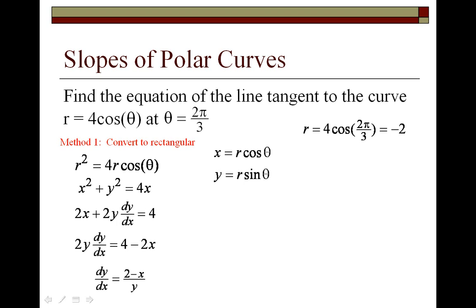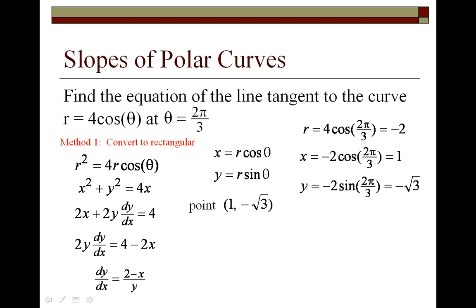But I've got to find my point in terms of x and y. So we're going to plug in negative 2 for r, and 2 pi over 3 for theta. So I get negative 2 cosine of 2 pi over 3. Again, cosine of 2 pi over 3 was negative 1/2, times negative 2 equals 1. Sine at 2 pi over 3 equals root 3 over 2. That gives me negative root 3. So that means my point is (1, negative root 3).